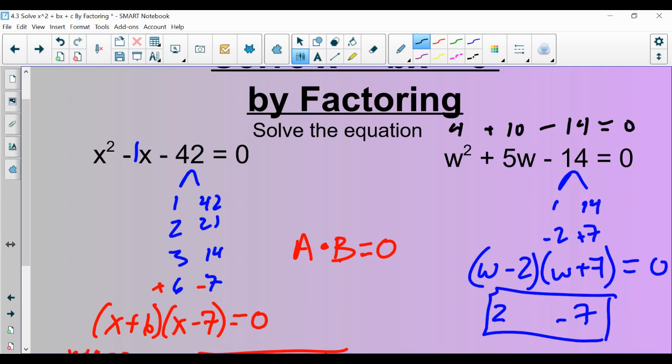I could do the same with -7. -7 squared is 49. Make sure you plug that in with parentheses around it if you're typing it in. 5 times -7 would be -35, and -14, that's also going to equal 0. So both 2 and -7 would work.